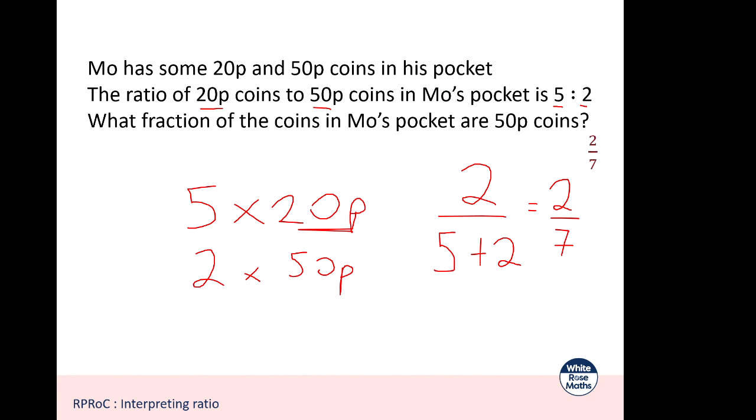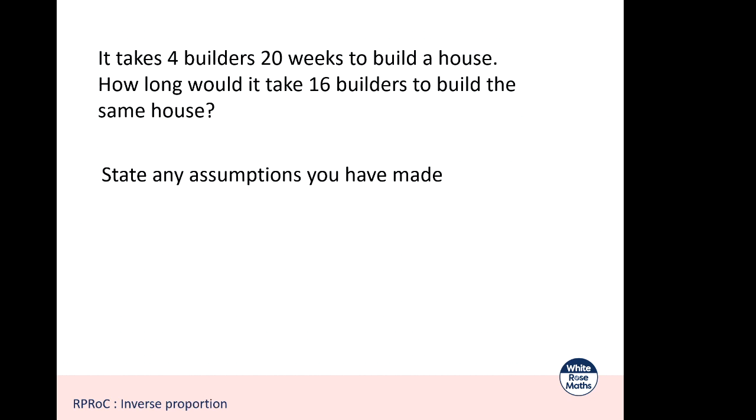Let's move on. 2/7. It takes 4 builders 20 weeks to build a house. How long would it take 16 builders to build the same house? State any assumptions you've made. The logic here, guys, is the more builders I have, the less time it takes. If it takes 4 builders 20 weeks, it's going to take 16 builders a fraction of that amount.